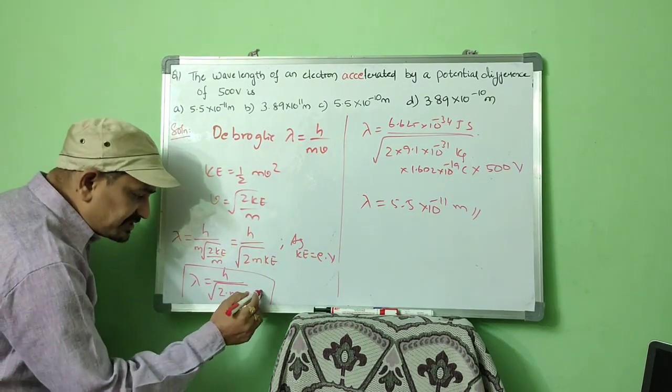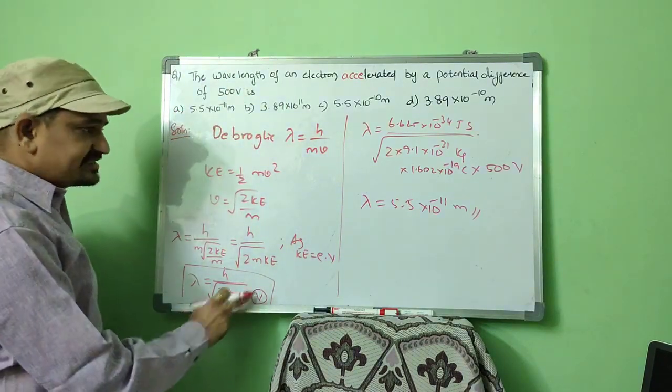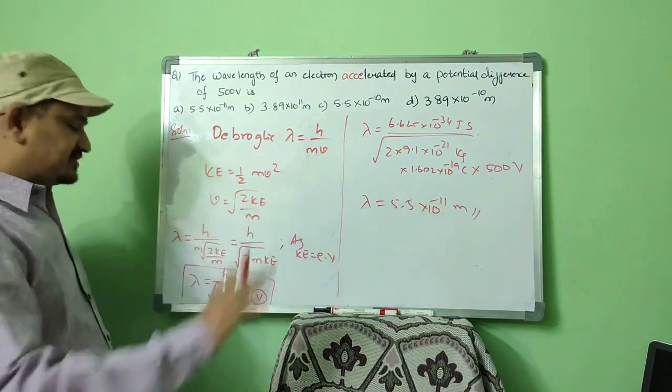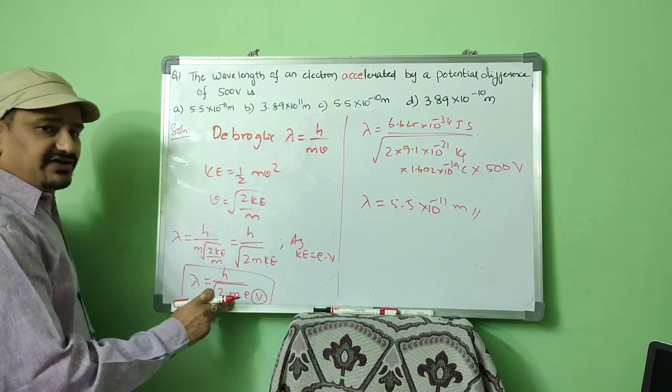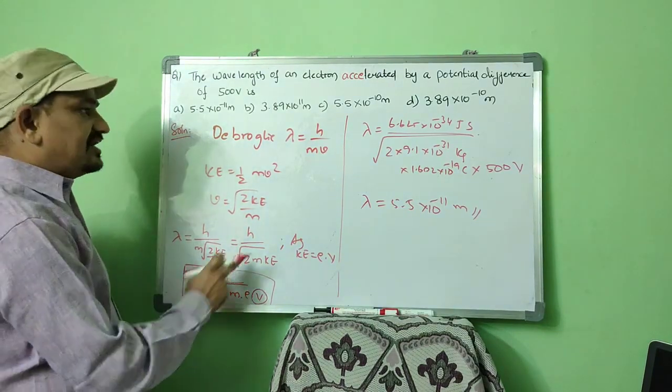Now, this potential difference is given in the question, 500 volts. Charge of electron, we are aware of that, 1.602 into 10 power minus 19 coulomb. Coulomb volt is charge, right? Now, mass of electron is 9.1 into 10 power minus 31 kg. h value is Planck's constant.